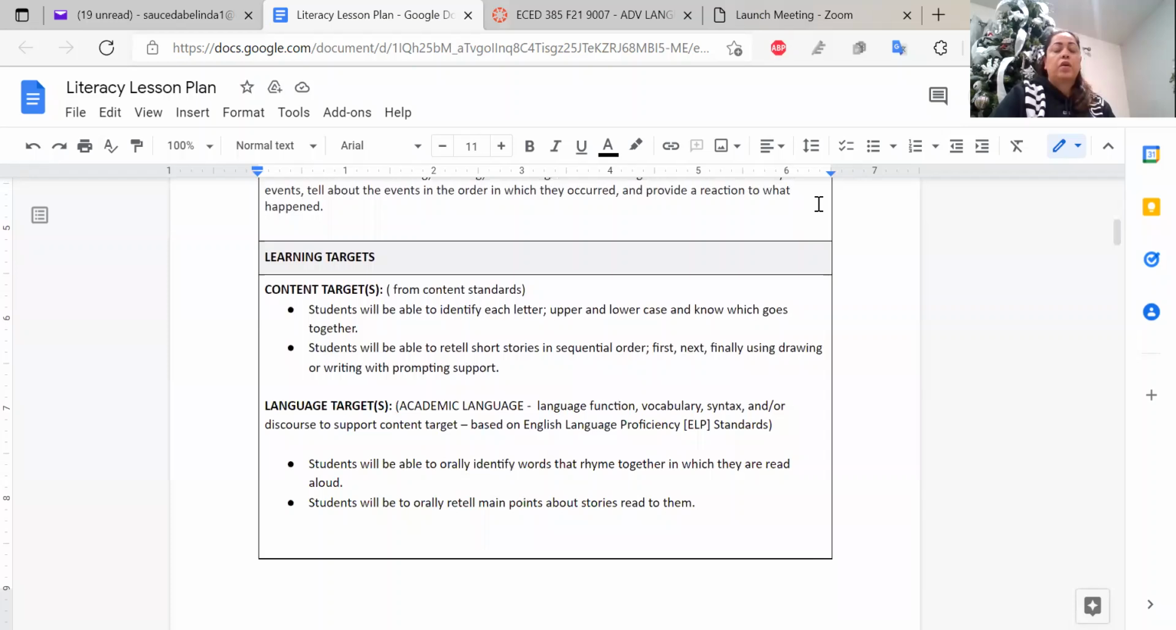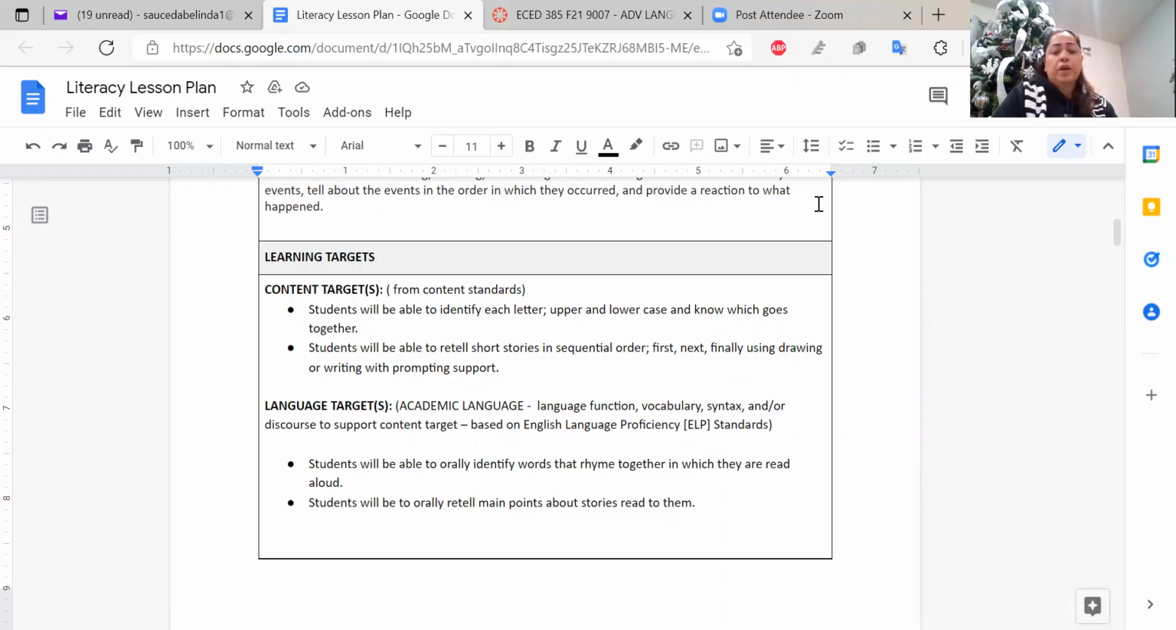The learning targets for this lesson plan are that the student will be able to identify each letter, upper and lower case, and know which one goes together with which. Students will be able to retell short stories in sequential order, first, next, finally, using drawing or writing with prompt support. They will also use language targets: academic language, language function, vocabulary, syntax, and discourse to support that content target, based on English language proficiency.